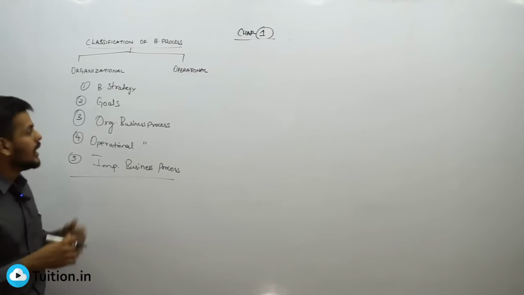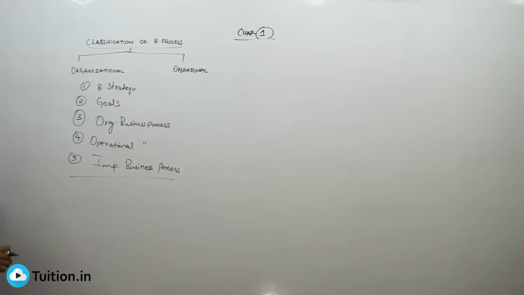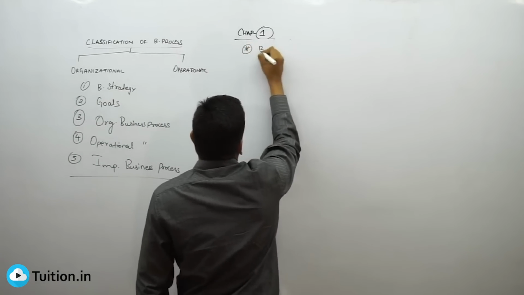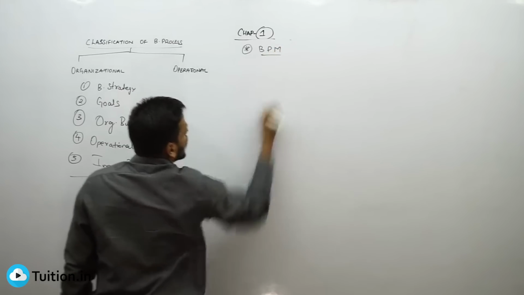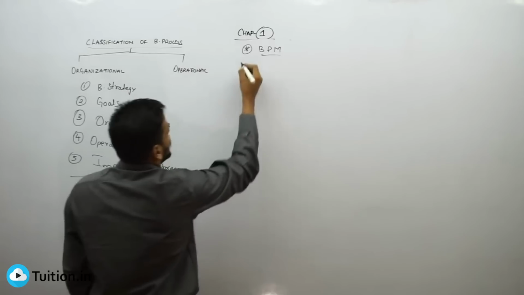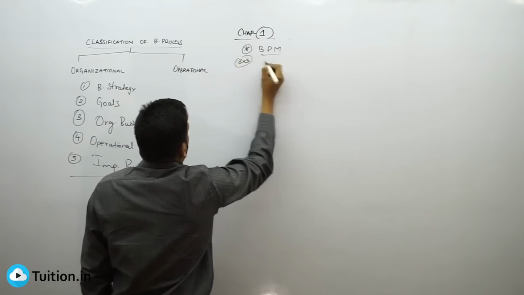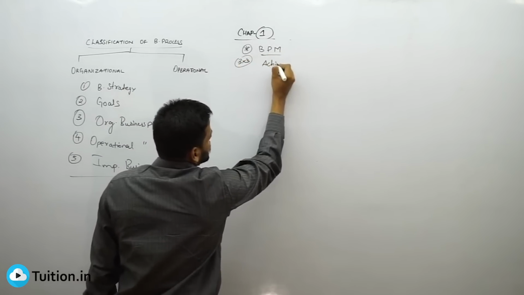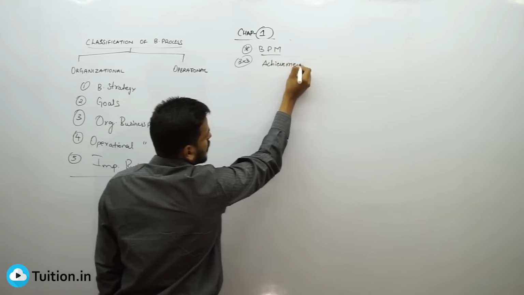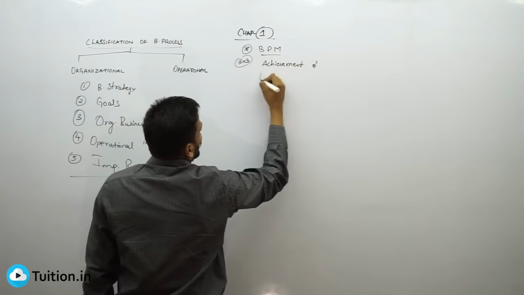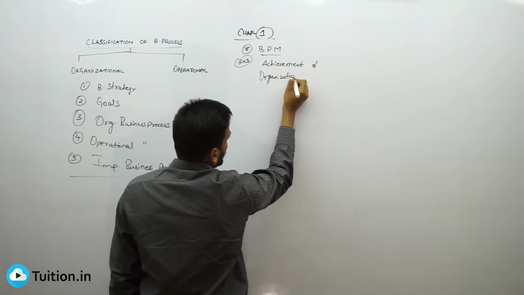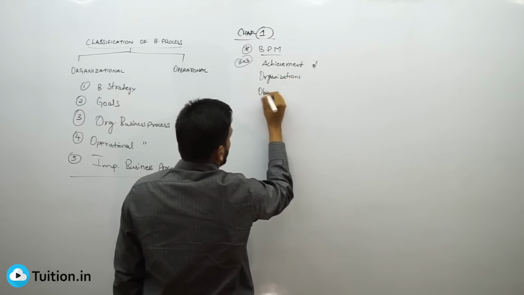Alright, then moving up next is what we have in terms of the 9-point definition called business process management, or BPM as it is. What is the definition of BPM? Let me make it into three parts. So first 3, achievement of organization's objectives.